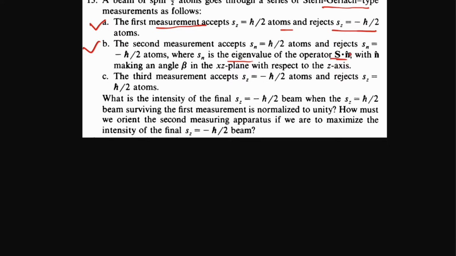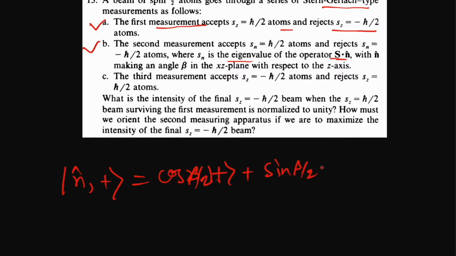This eigenvalue problem of the S dot n cap operator we have seen previously, and from the previous question we have seen the eigenvalue of S dot n cap. We are going to use that. The eigenket of this operator is cos gamma by 2 cos beta by 2 plus sin beta by 2 e to the power i alpha minus, we will use that.